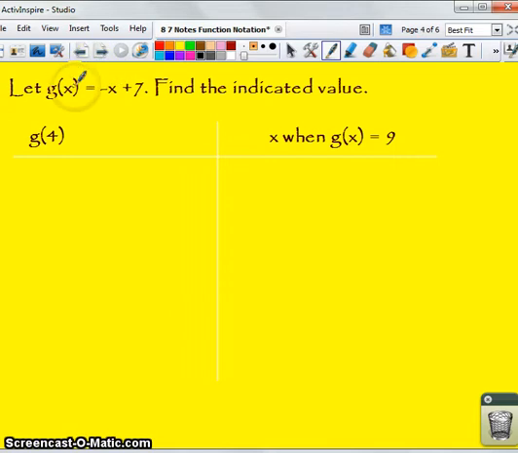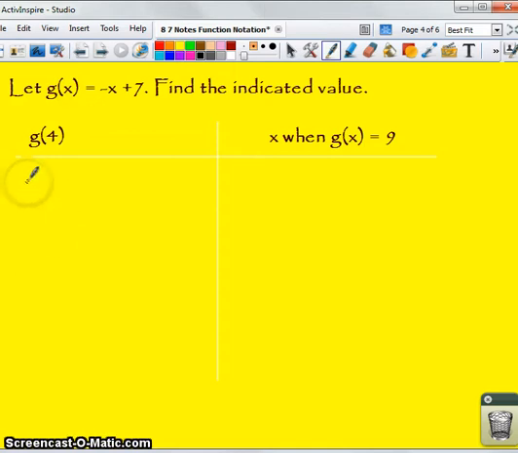Now if you look at here, it looks a little different. It says g of x. This is okay. We can have any letter that we want in front of the x. We could have g of x, f of x, h of x, whatever letter we want, because this is still in function notation. So now it wants us to say, what is g of 4 in the equation g of x equals negative x plus 7?